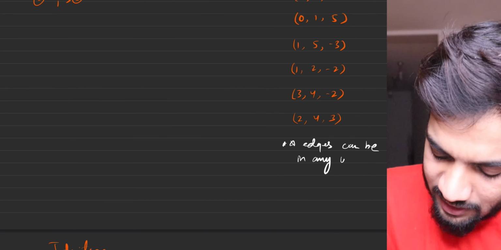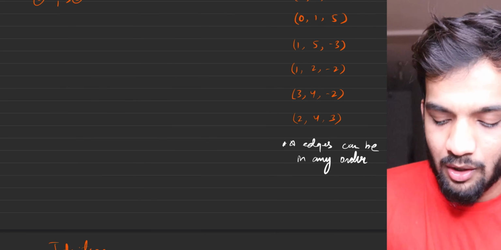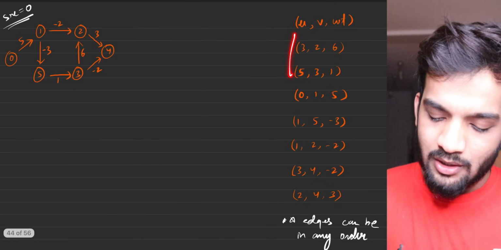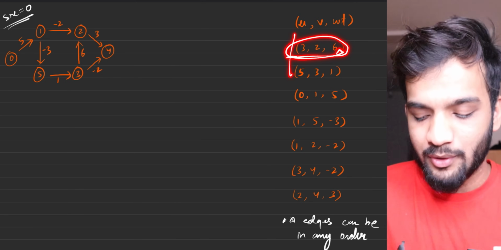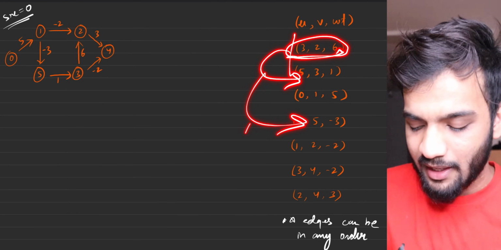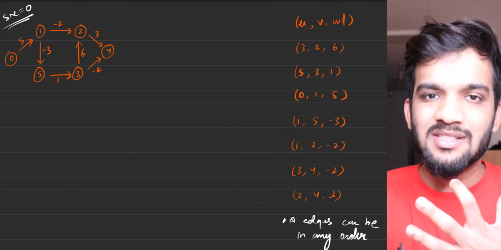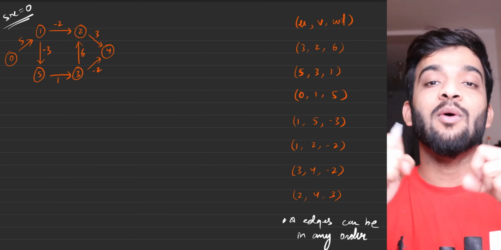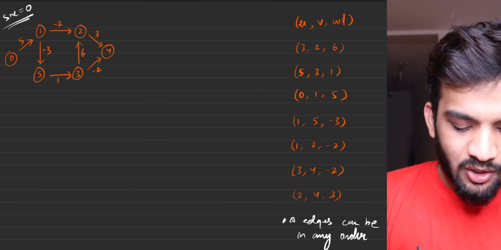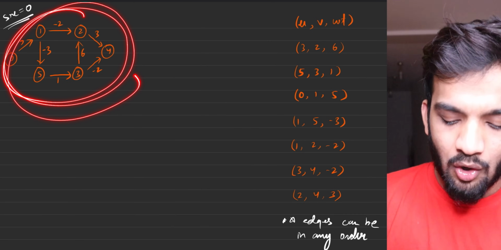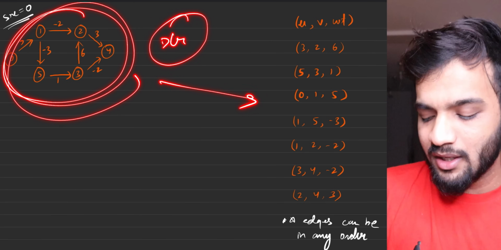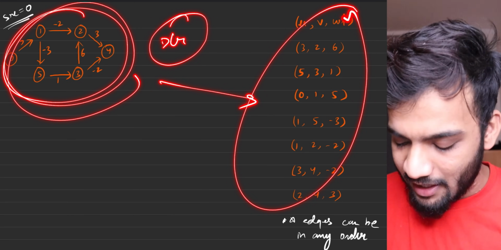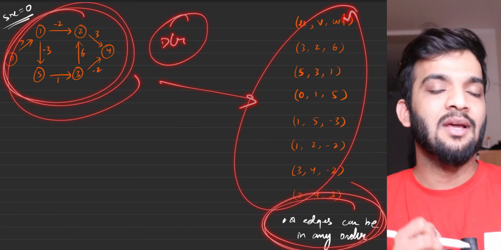It's not necessary that you have to follow any particular order. If you carefully see, you can have 3 to 6 at the top, you can have it here, you can have it here, you can have it at the bottom. The edges can be jumbled, it can follow any order. What matters is you have to have all the edges of the directed graph. The order can be anything. Very, very important: edges can be in any order.